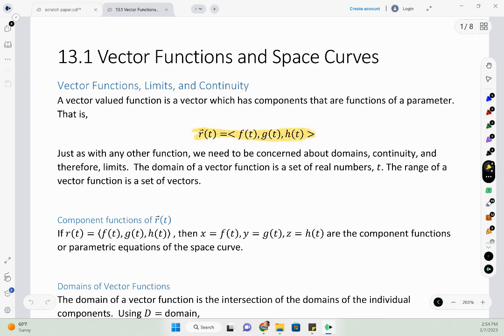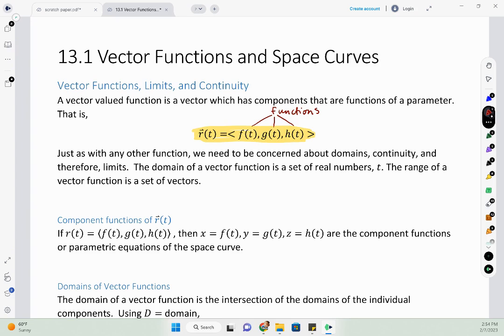So a vector valued function, here's one right here. It's when you've got an r of t and it's equal to a vector, and each of the components inside of the vector is a function. So we've got f of t, g of t, and h of t. These are all functions. So a vector function is a vector that has functions inside each component, okay? We've dealt with vectors that had numbers in the components, so that's the difference.